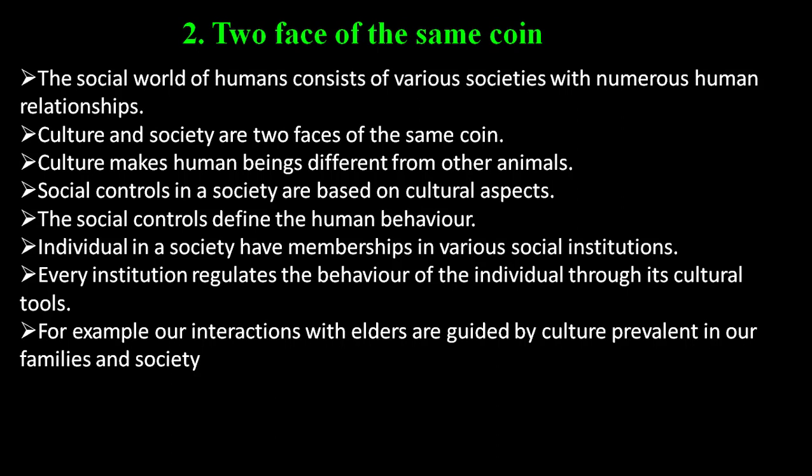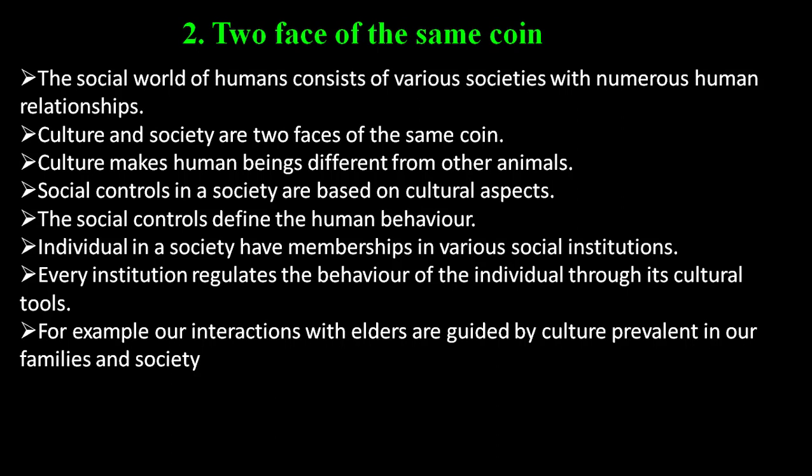Social controls in a society are based on cultural aspects. With the help of social controls, which work through cultural aspects, human behavior is defined and modified. Individuals in a society have memberships in various social institutions. An individual becomes a member of social institutions.